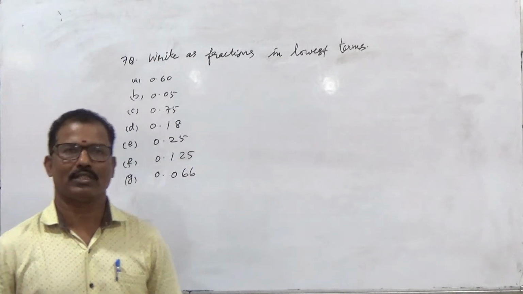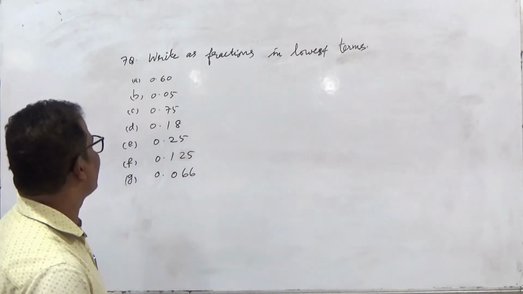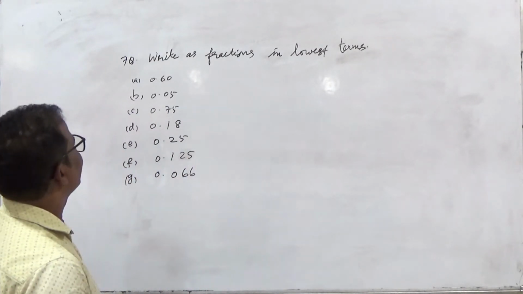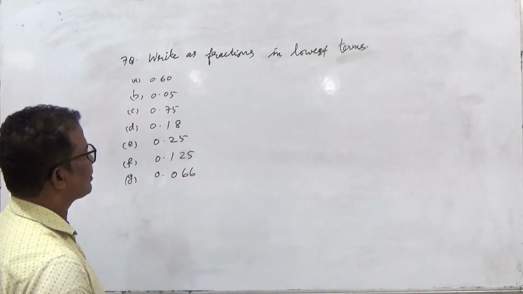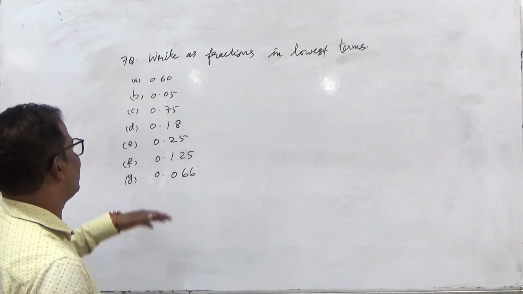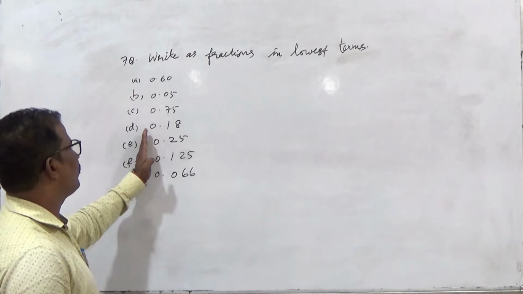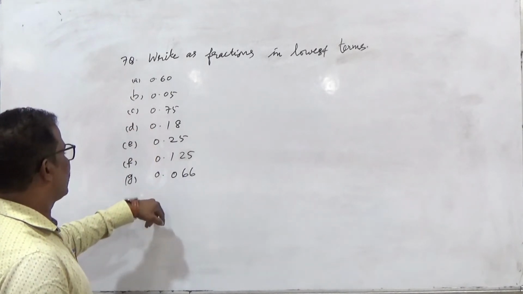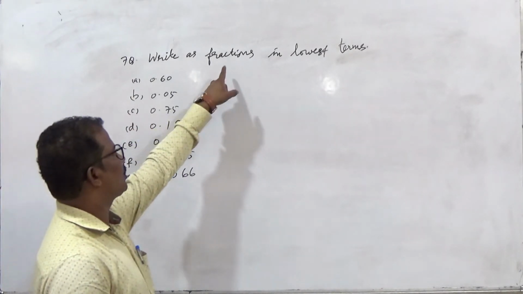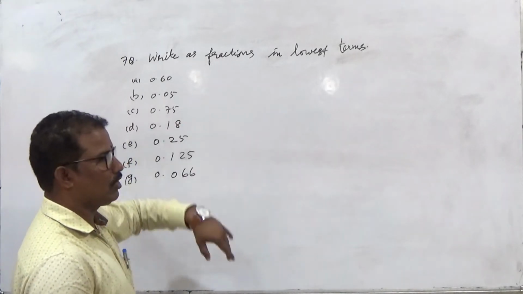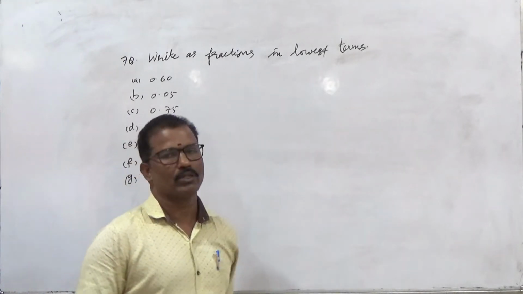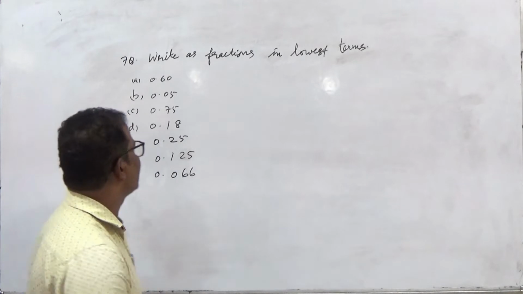Students, now we are going to see the last question of this exercise, that is 7th question. In this question, it is given: write as fractions in lowest term. That means the questions are in decimal form. For this, all the given questions we have to convert into fractions. Then after converting into fractions, again we have to convert into lowest term. How it is, we can see now.